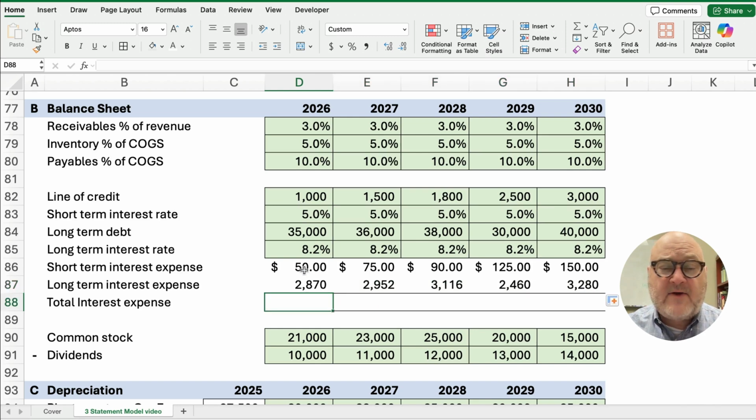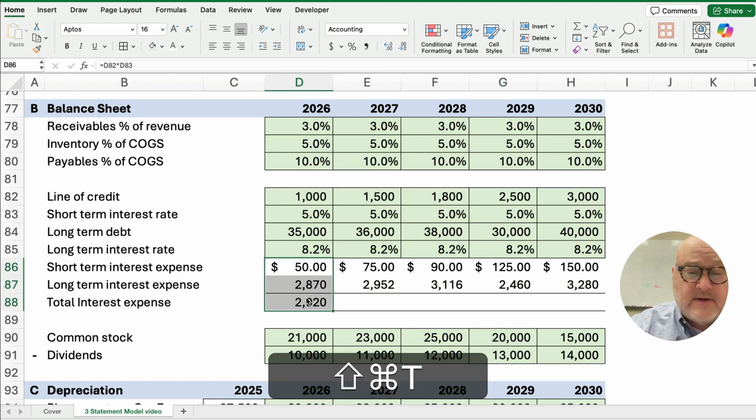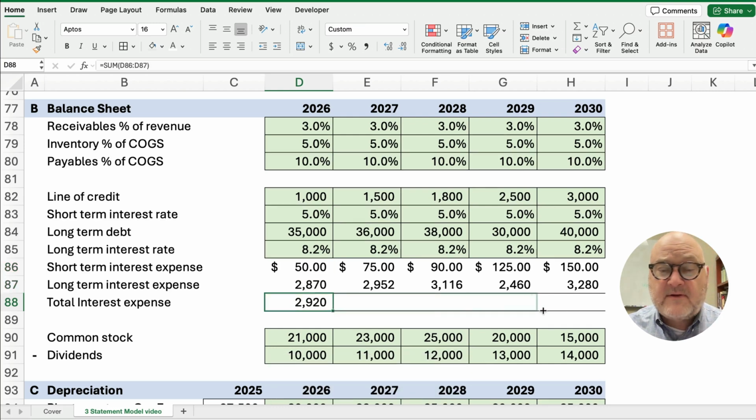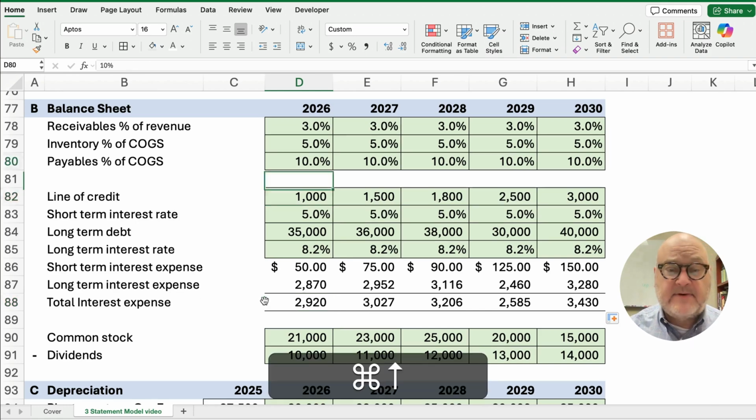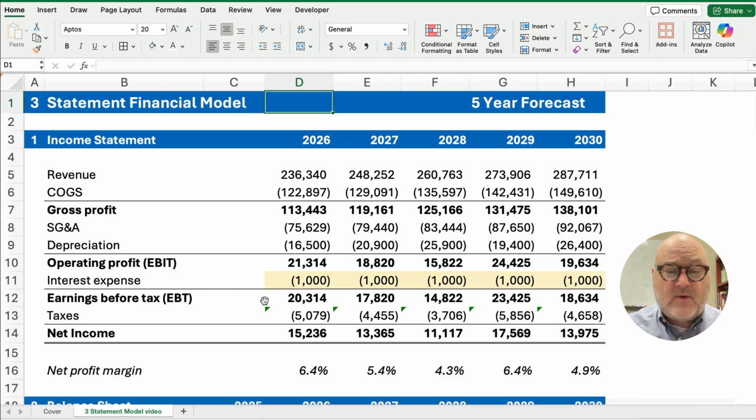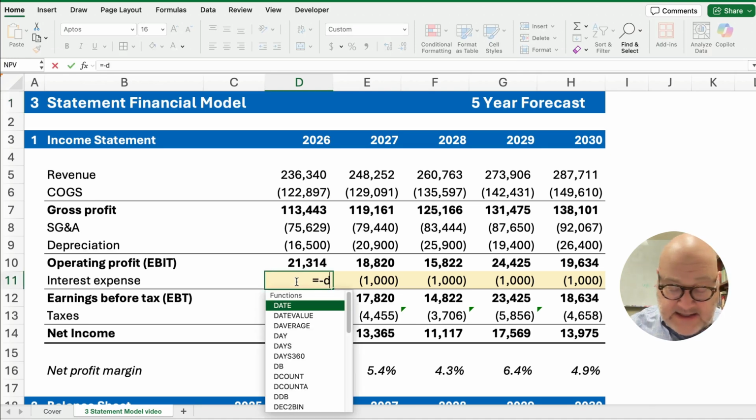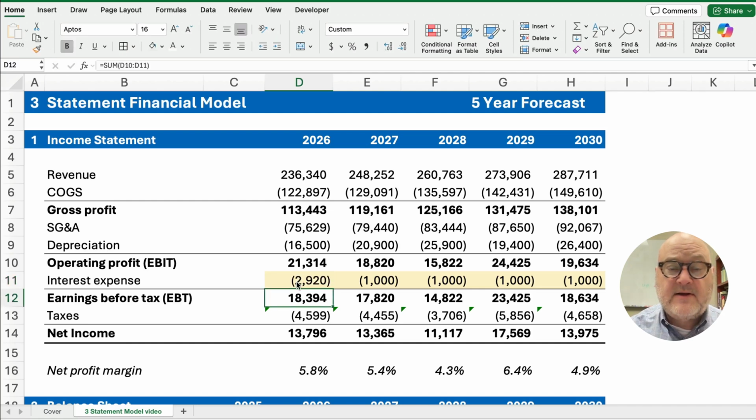So what we have now is we're going to have the total interest expense all the way across. And so now we can plug that in to our income statement. We're going to be finished with our income statement. We're going to use this number right here, D88. Okay, so let's go to the very top. So we can say, hey, I want to use D88. I think that's the correct one. Is that 2,920? Was that our number? I think so. And then we can just copy it across.